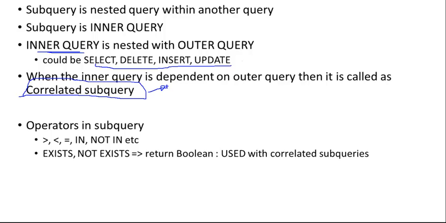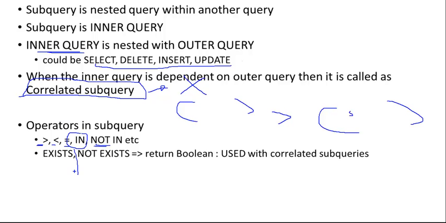We are not covering the correlated subquery as of now in this boot camp. Now, what are the operators in a subquery? In the outer query you can use greater than, less than, equal to, with something like select salary or select average in the subquery. You can have IN, and you can have NOT IN also.